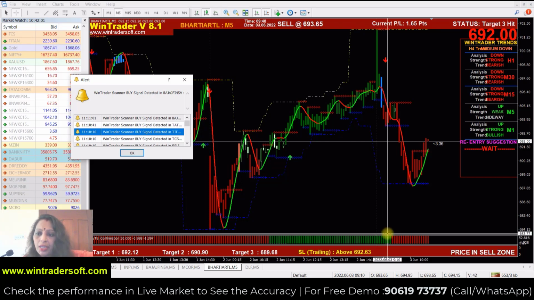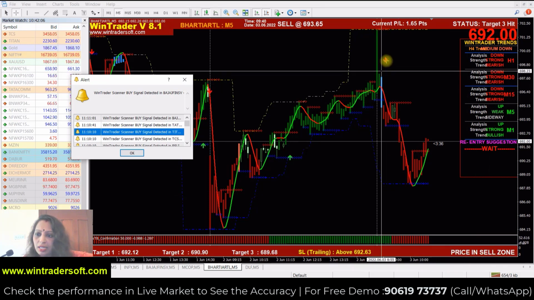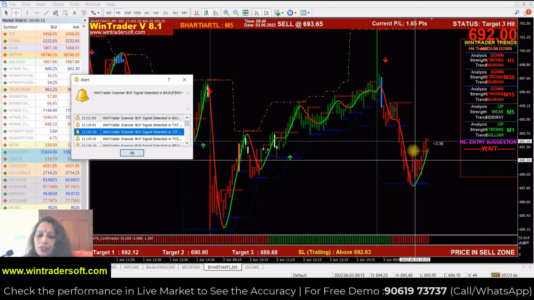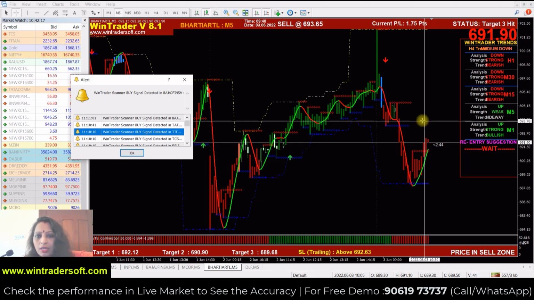First the signal will come. After that you have to check the confirmation. The first confirmation is price in sell zone, and the second confirmation is the bar below the arrow. The bar should be in the same color. If it is a sell signal, then the bar should be in red color. So it's very easy, and if these two confirmations are okay, then you can directly take the position.